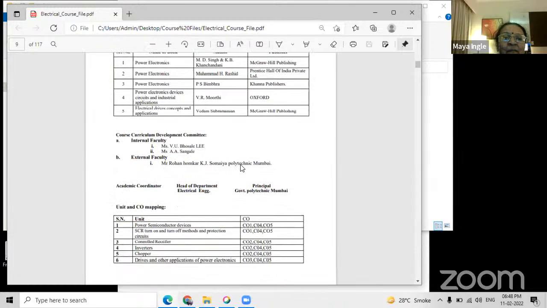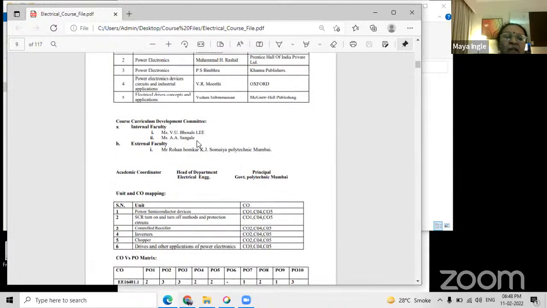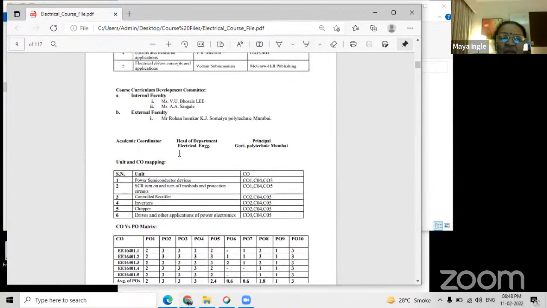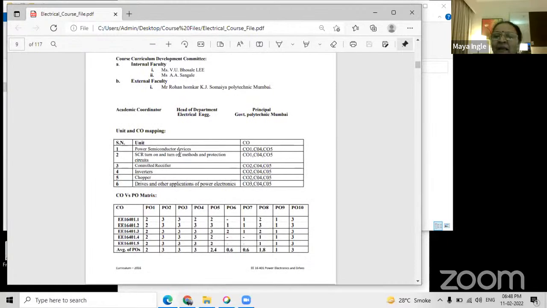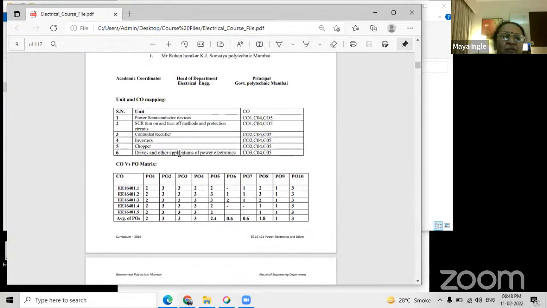Like this, the course curriculum development committee, who are the committee members? Here itself it has been written. There are certain internal faculty who are involved, and there are certain external faculty, maybe from industry or any other college, let us say a college of national importance. The members should be there from those kinds of institutions also.